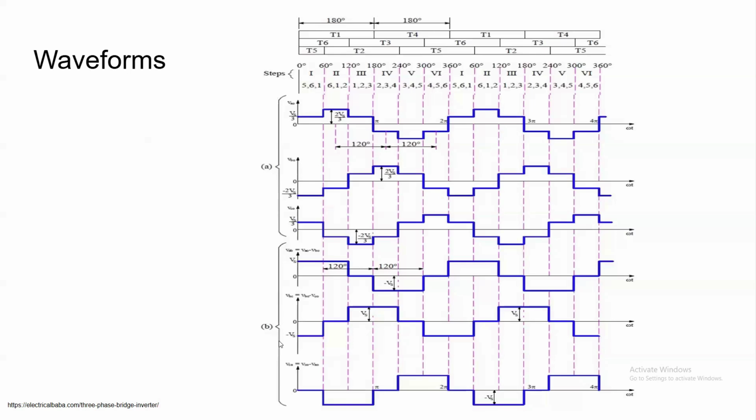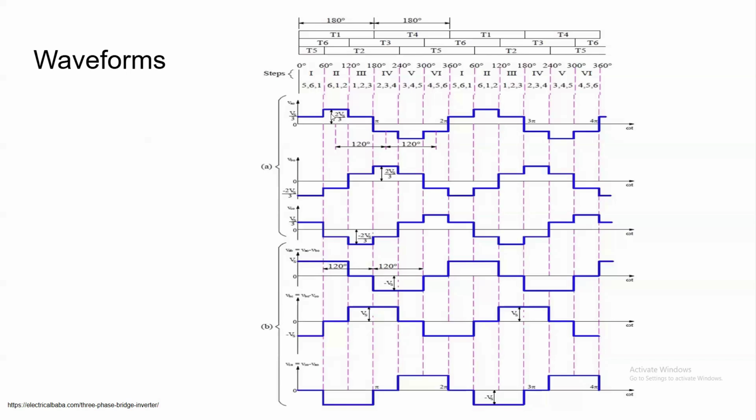We can draw the line voltages also. VAB we can write as VAO minus VBO. So if we subtract the VBO waveform from the VAO waveform, we will get the VAB waveform. So VAB for mode 1 will be equal to plus Vs by 3, minus of minus 2 Vs by 3, which will be equal to Vs. So for mode 1, VAB will be equal to plus Vs.